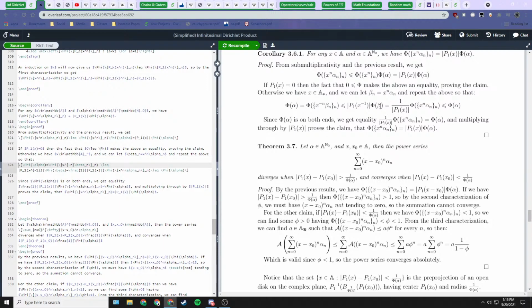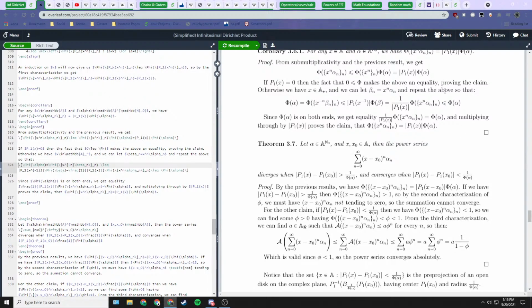So by following this whole chain of inequalities, we have phi of alpha on the left side, and we have phi of alpha on the right side of this non-decreasing chain of inequalities, which means all of these have to be equal. So in particular, this term here is equal to this. That's what this statement is saying here. So this becomes an equality.